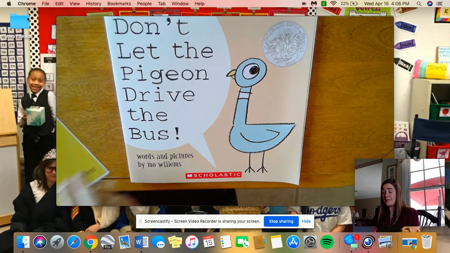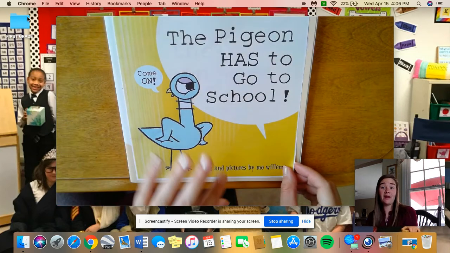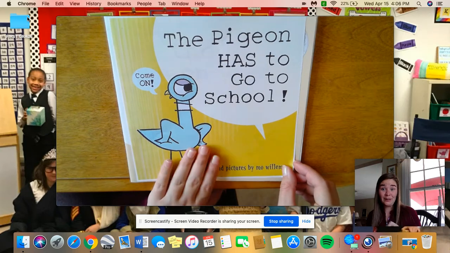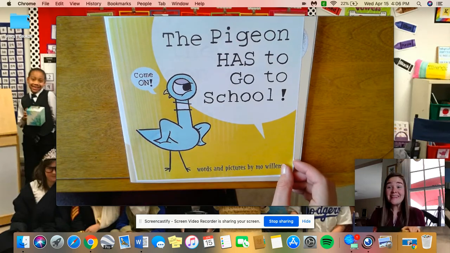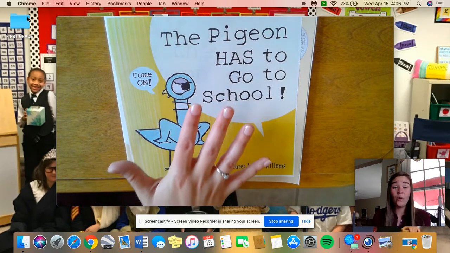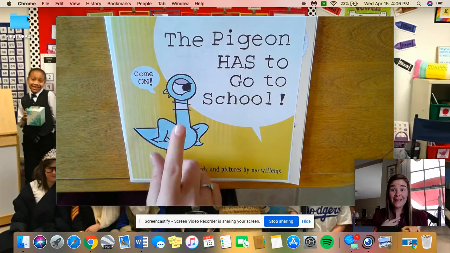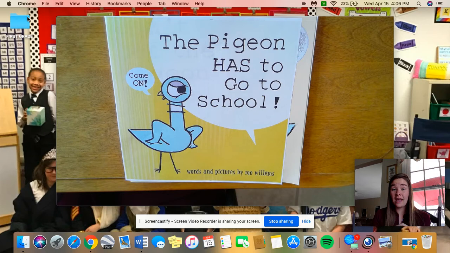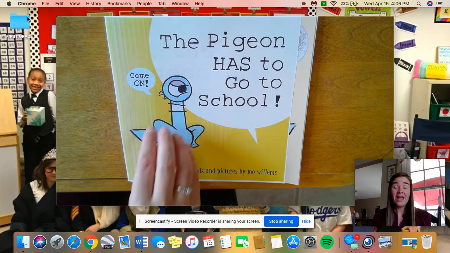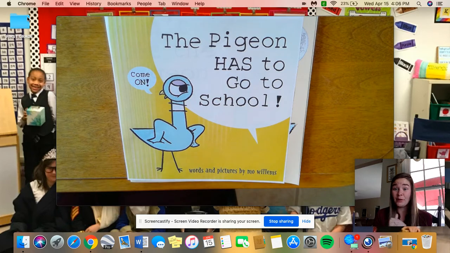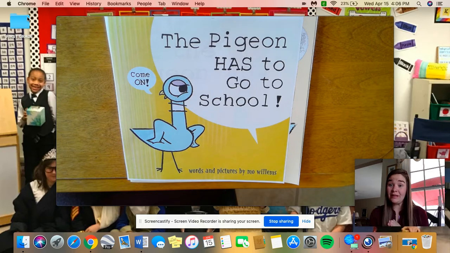This book, The Pigeon Has to Go to School, that we read on the first day of school, I'll tell you a little bit of a fact about this book. This book hasn't even been out a whole year yet. This book came out last summer, and myself and Mrs. Stout, another first grade teacher, both ordered this book while we were on summer break, and we got our names put on a list, and we were going to get the book whenever it was released. We were waiting and waiting, and we knew that it was going to be released the very end of July, which is right before we start school.